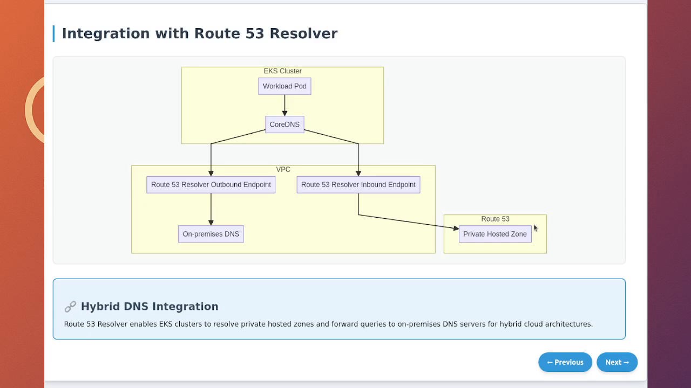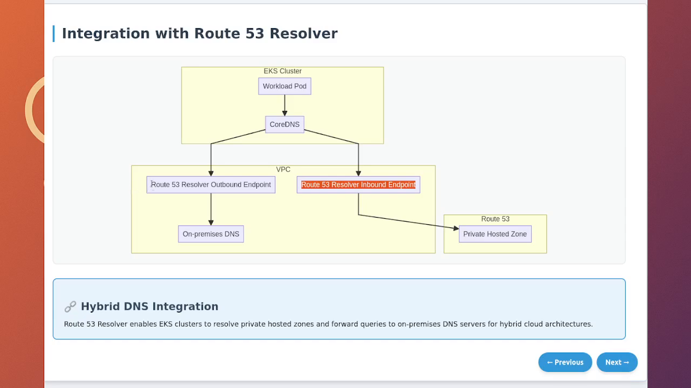This is particularly useful for hybrid cloud scenarios where you need to resolve private DNS zones. Route 53 resolver endpoints allow your EKS cluster to query private hosted zones or forward queries to on-premises DNS servers. The inbound endpoint receives queries from your EKS cluster, while the outbound endpoint forwards queries to specified targets.